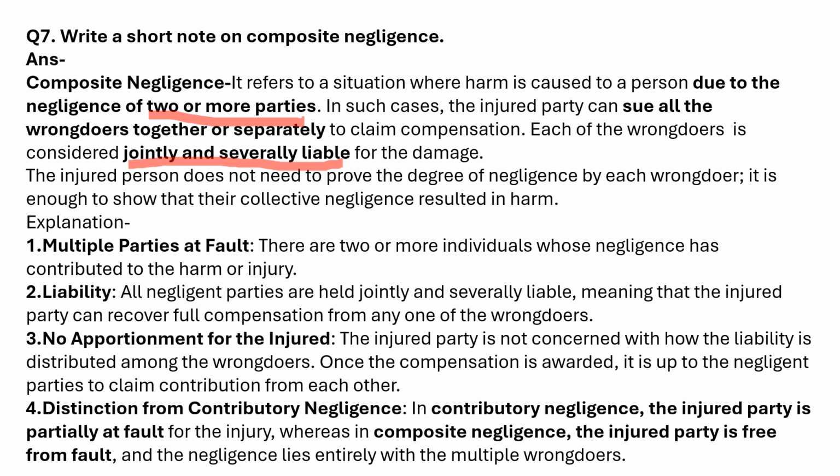Explanation. Multiple parties at fault. There are two or more individuals whose negligence has contributed to the harm or injury. Explanation, you can say these are also the essentials. Liability. All negligent parties are held jointly and severally liable, meaning that the injured party can recover full compensation from any one of the wrongdoers, not apportionment for the injured. The injured party is not concerned with how the liability is distributed among the wrongdoers. Once the compensation is awarded, it is up to the negligent parties to claim contribution from each other.